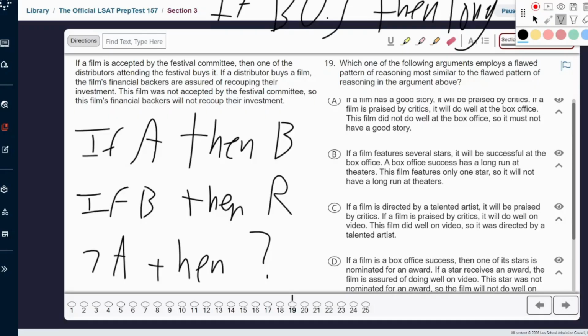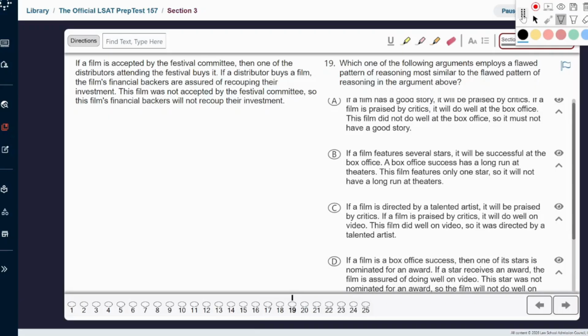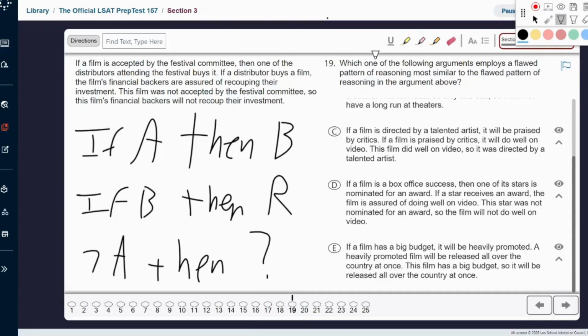That works because we're starting off with the conclusion of the first. Now we need something that says this film does not have several stars, which is exactly what we get. This film features only one star. Perfect. Now we need something that says, okay, this film will not have a long run at theaters. So it will not have a long run at theaters. B is the correct answer. Let's get rid of all of the other ones. All right, let's move on to C.